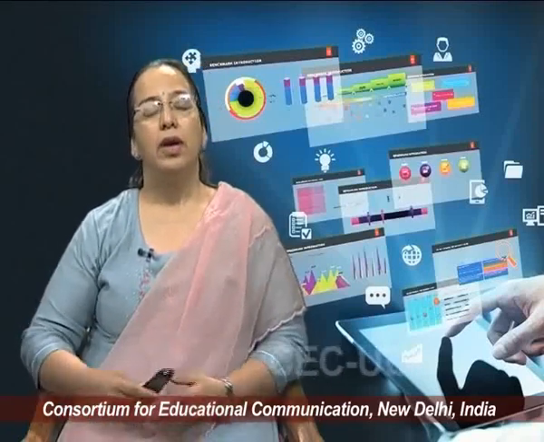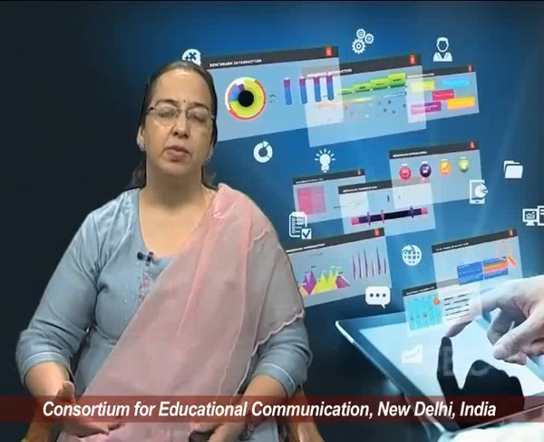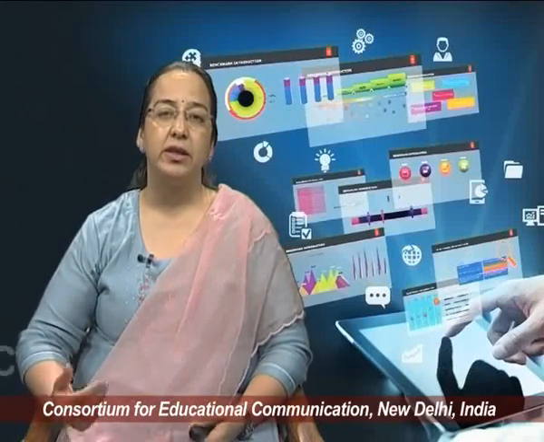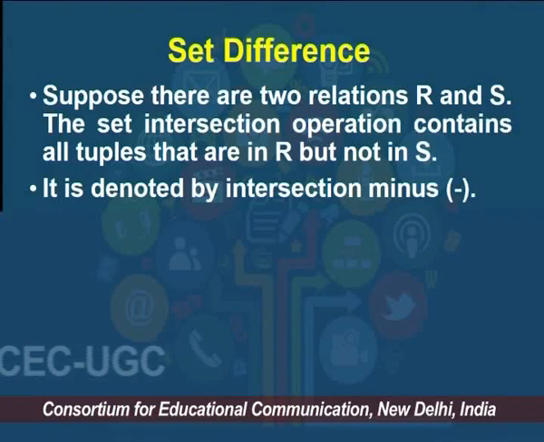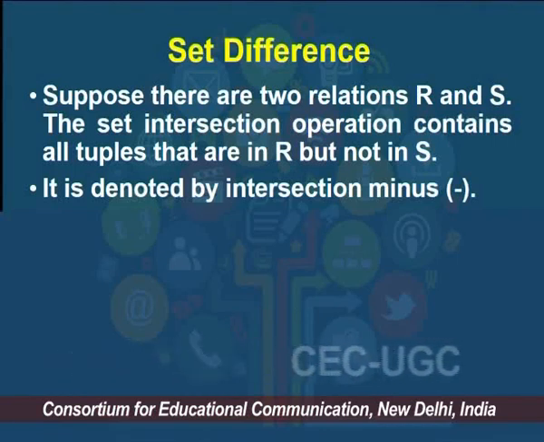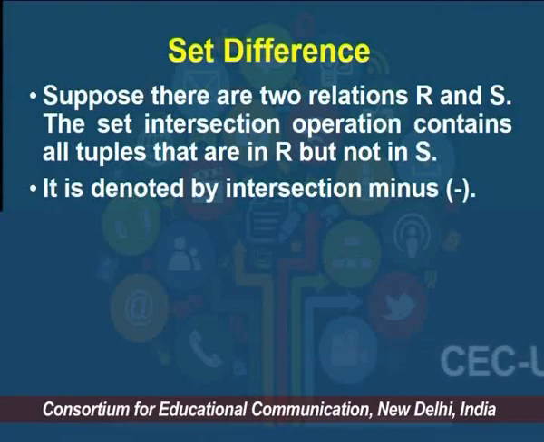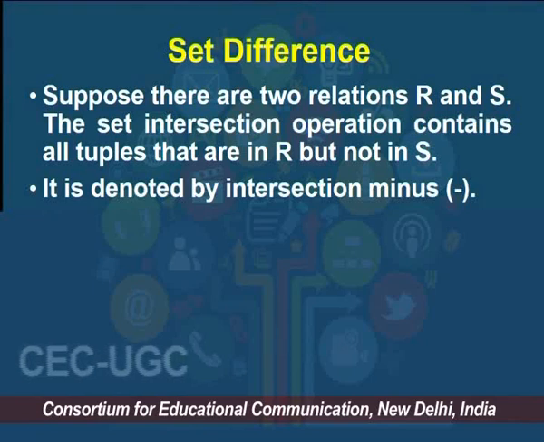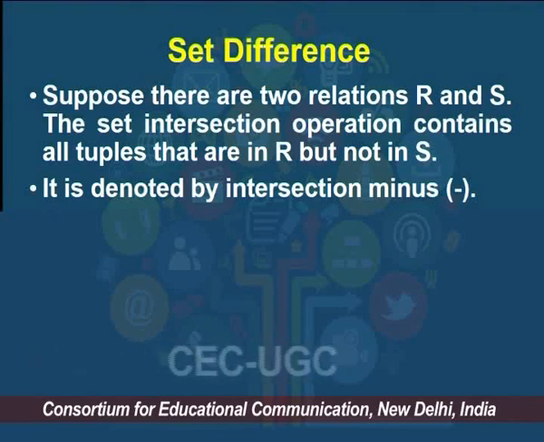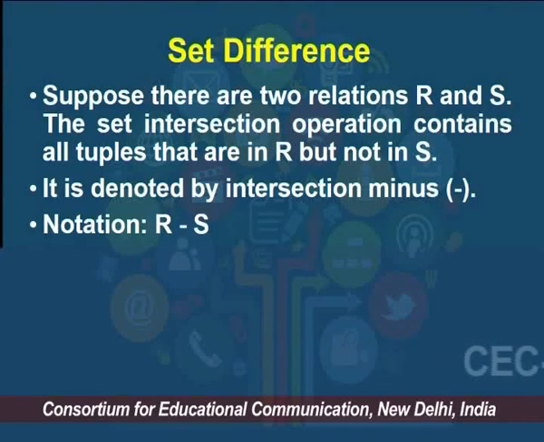Now the next operation we are going to consider is set difference. Again, let us take two relations R and S. The set difference operation contains all the tuples that are in R but not in S, and it is denoted by minus. So R minus S.